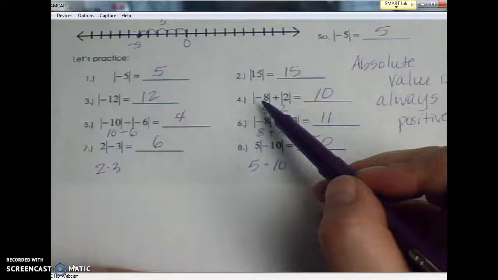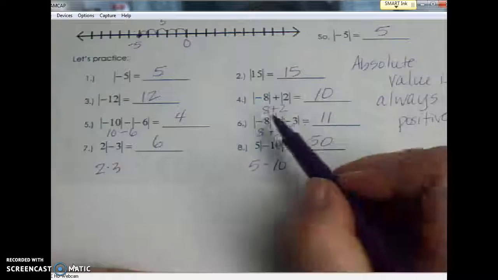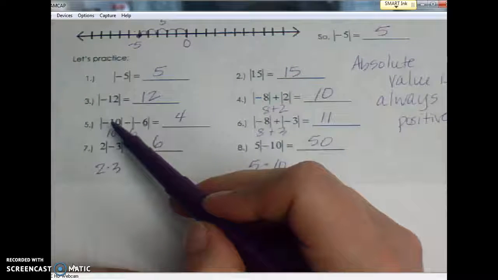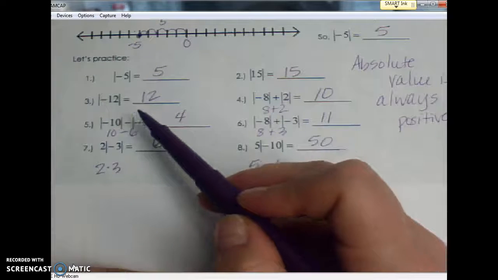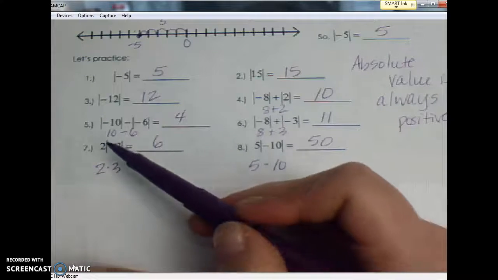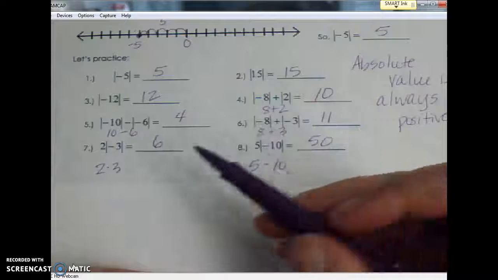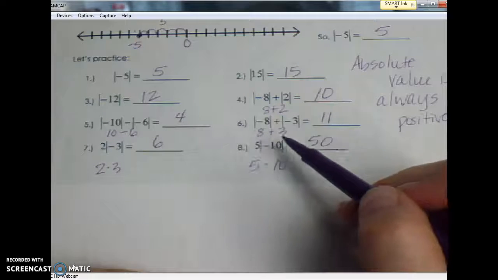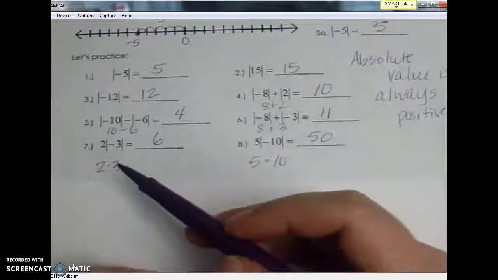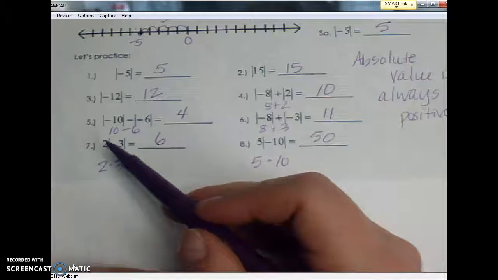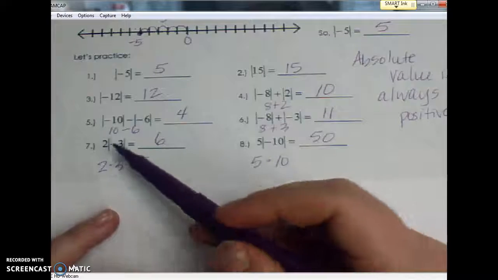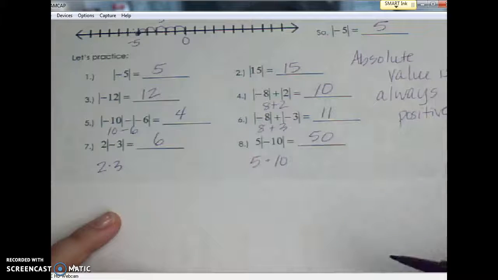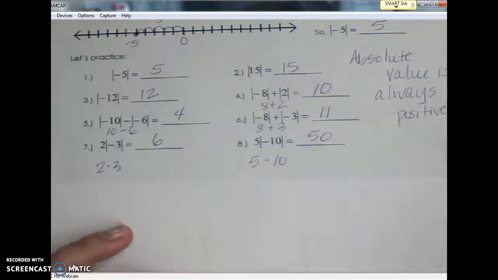Number 4, the absolute value of negative 8 plus the absolute value of 2 would just be 8 plus 2, so you get 10. Number 5, absolute value of negative 10 is 10, minus the absolute value of negative 6 would be 6, so 10 minus 6 is 4. Absolute value of negative 8 plus the absolute value of negative 3, so it's going to be 8 plus 3 is 11. 2 times the absolute value of negative 3. If you don't have an operation sign there, it's right next to it, that means multiply. So that's 2 times 3 would be 6. 5 times the absolute value of negative 10 would be 5 times 10, so that's 50.